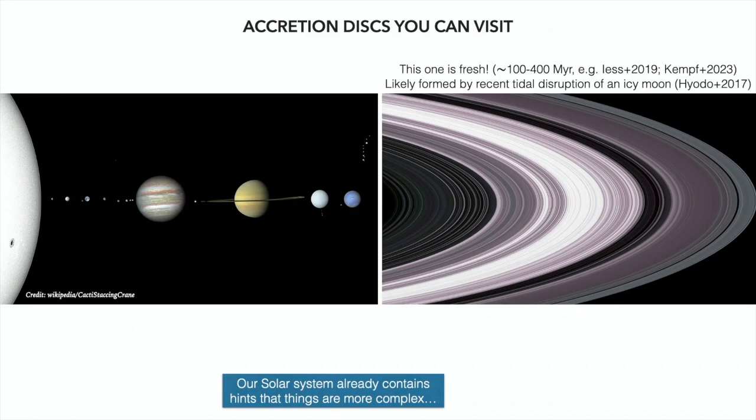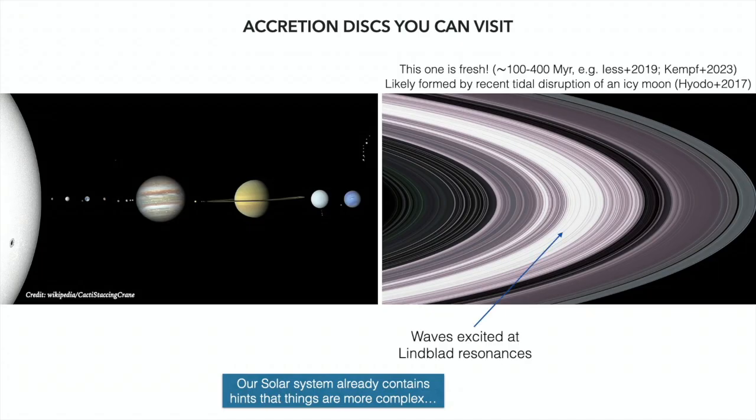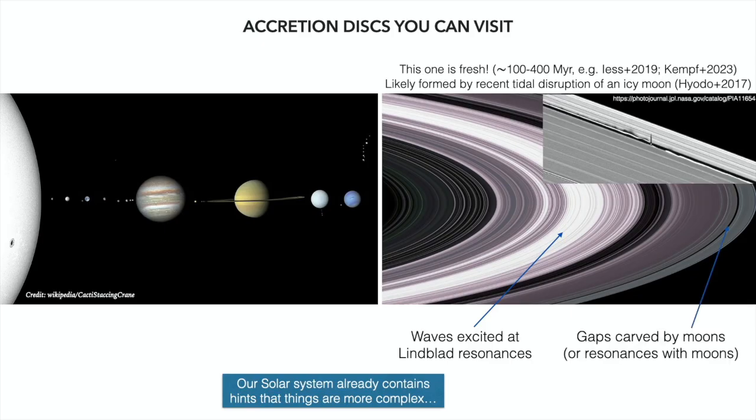In fact, the only reason they don't form moons is because that's inside the Roche limit. But as soon as you get outside the Roche limit, you see moons. In fact, you see moons feeding rings. So the fact that that's fresh is interesting. You also see some of the processes we're going to talk about, which is, you see waves excited at Lindblad resonances by embedded bodies. And you see very directly gaps carved by moons or resonances with moons. And that's, again, a lot of what we think is going on in protostellar disks.